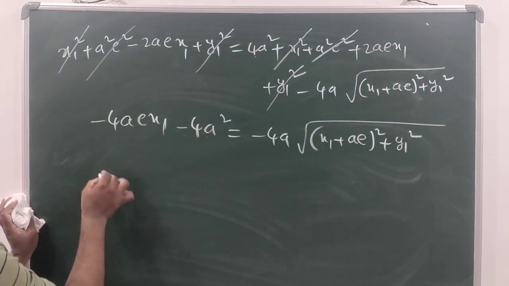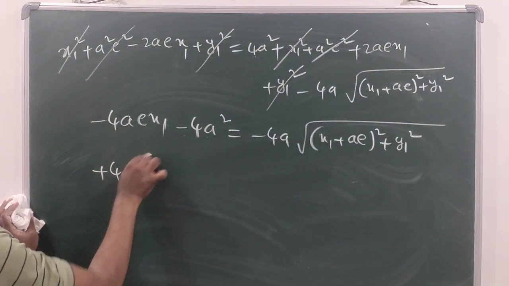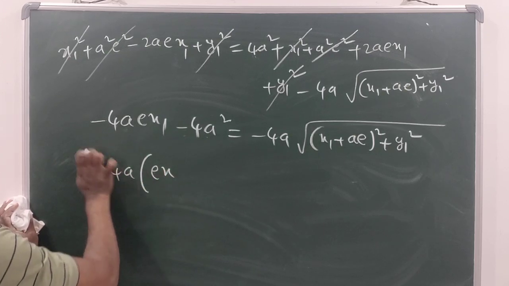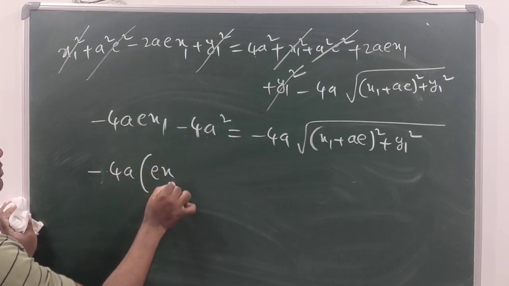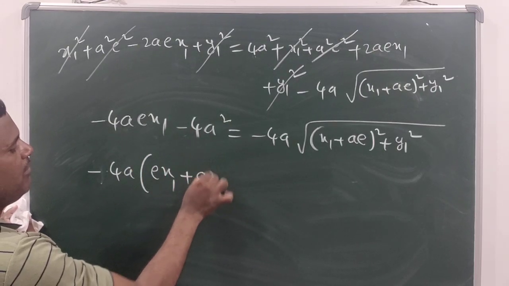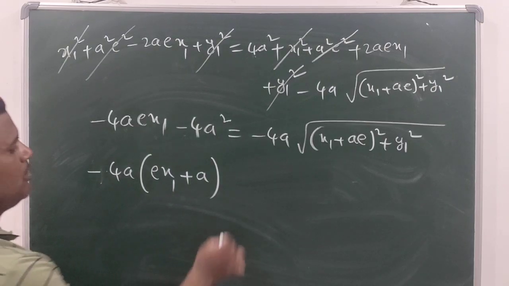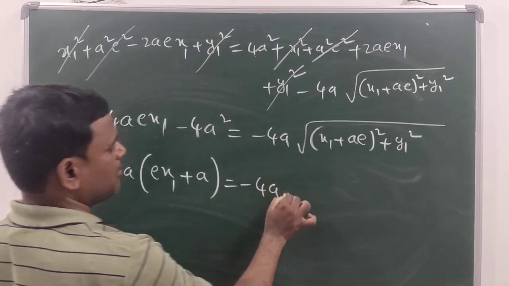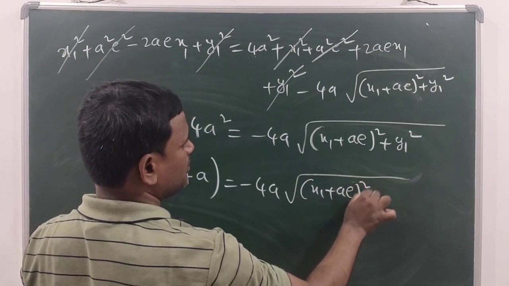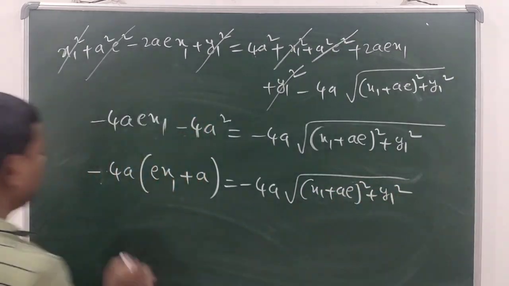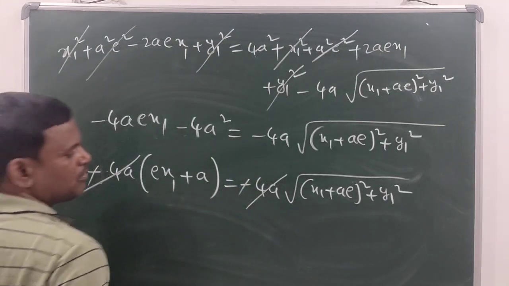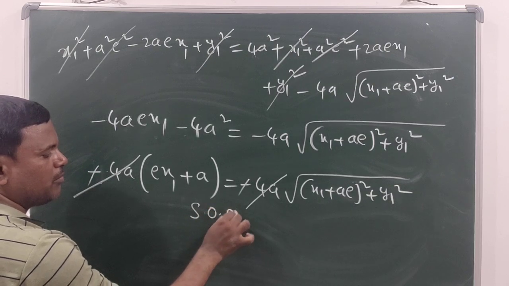So from these two, what do we take common? Minus 4a you can take common. So when you take minus 4a common, so here it is minus 4a. So here eX1, here okay, one a will be left. So here it is minus 4a. Now square root of x1 plus AE whole square plus y1 square. Minus 4a cancel. So again go for square on both sides.